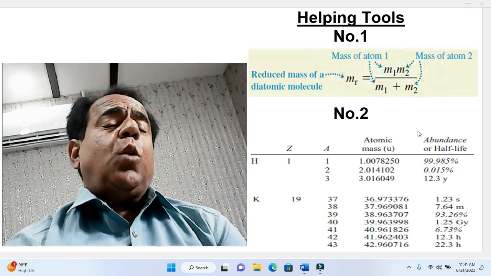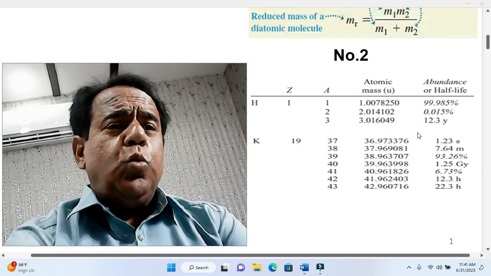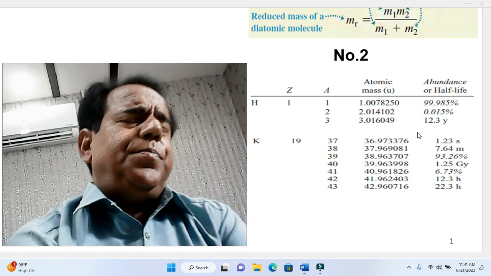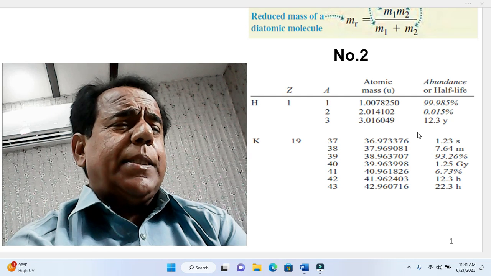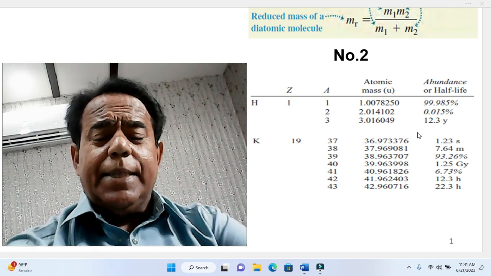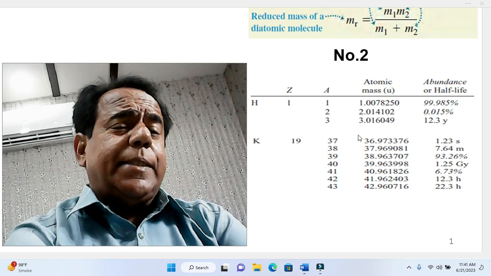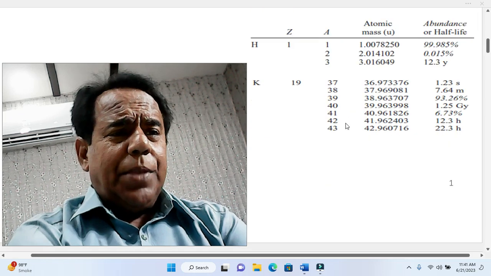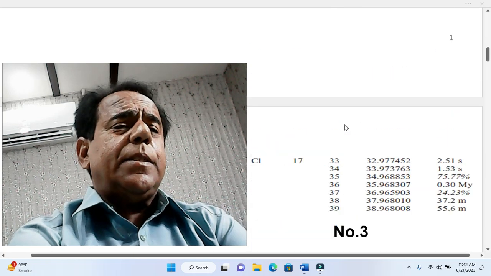Now we move to helping tool number 2. This helping tool is the table of atomic masses. The table of atomic masses is usually given in almost every physics textbook in the appendix at the end of the book. Dear students, the table of atomic masses is very lengthy. It comprises several pages, about 8 to 10 pages. But here we have just taken a snapshot of 3 segments of this table.